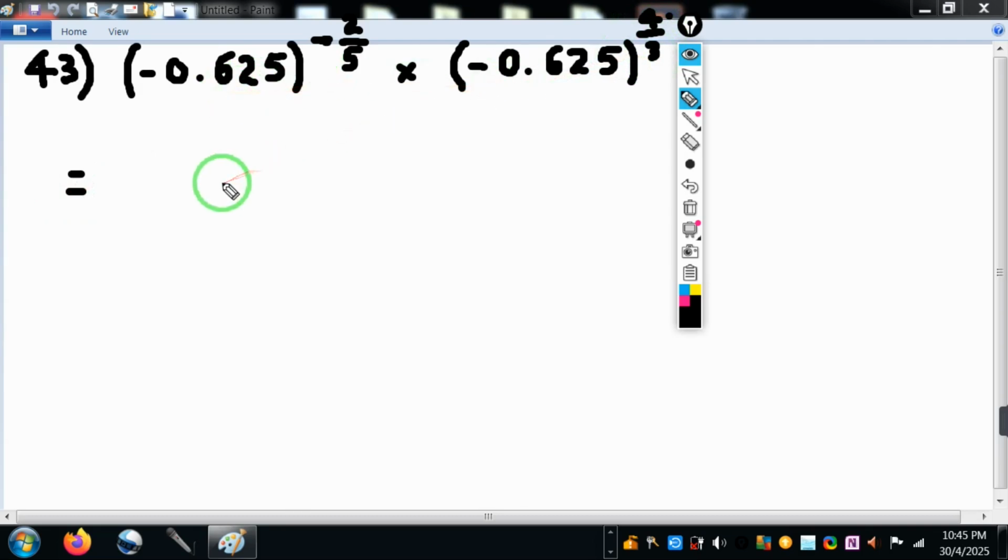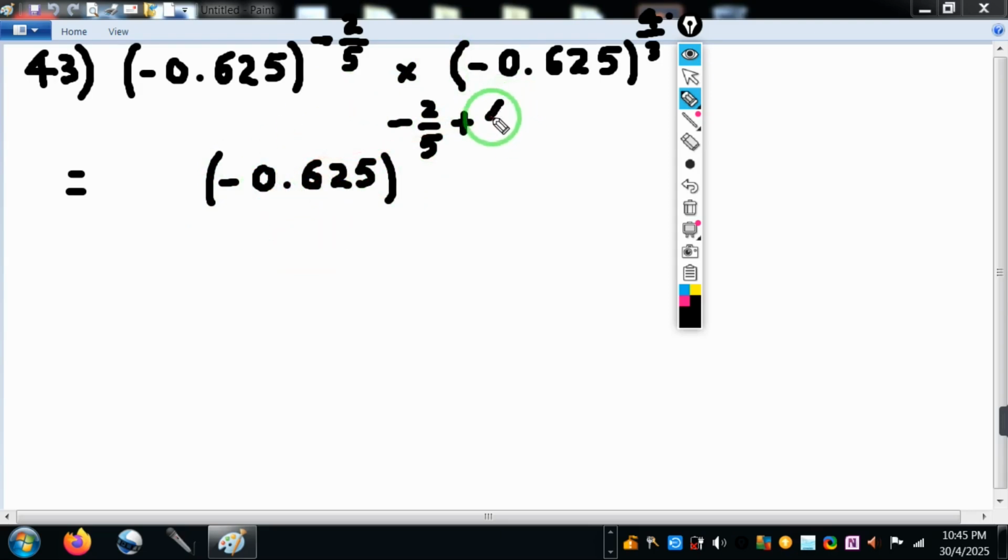Base is very easy. Minus 0.625. That's very straightforward. Top there, we have a minus 2 over 5. And then plus 4 over 3. Now you can use your calculator to do this. You can even use your calculator to get the fraction there, but we're going to use our brains and our minds, okay? How to do.